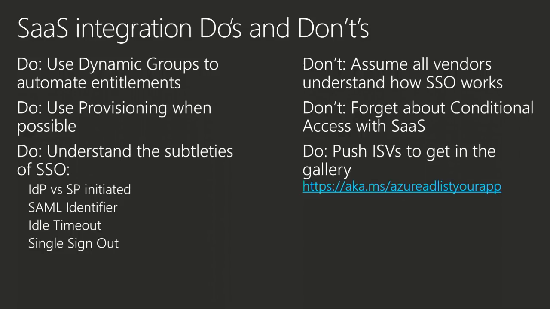This one's for Javon. Push all of the apps that you use to get into the app gallery. This makes it a much better experience for everybody because when the app's in the gallery, you can click add. There's less to configure. One of my customers tells every single vendor that they need to get into the app gallery. And they get us on a phone, usually with Javon or someone from our team, and we get it integrated, and now everyone gets that benefit. So push your ISVs to get into the gallery.